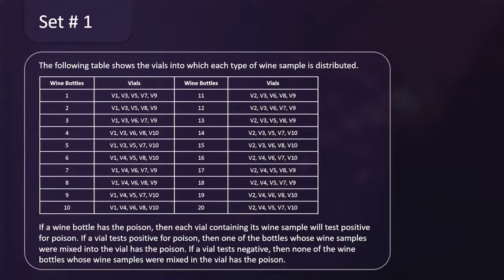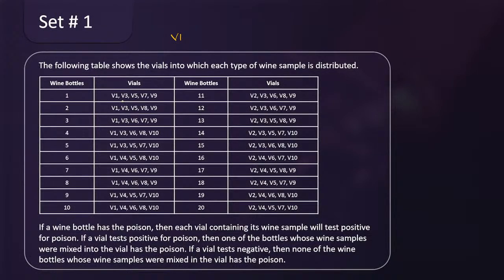Okay, now if a wine bottle has the poison, each vial containing its wine sample will test positive for the poison. If a vial tests positive for a poison, then one of the bottles whose wine samples were mixed into the vial has the poison. So let's, for instance, say V1 is tested positive.